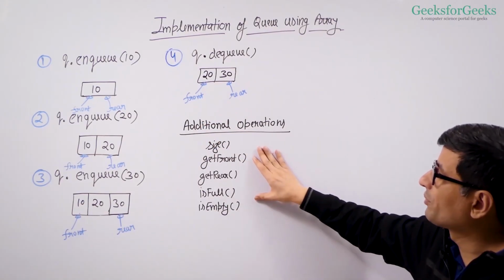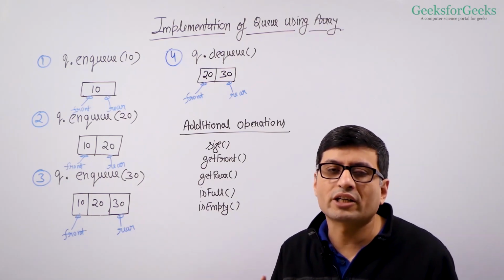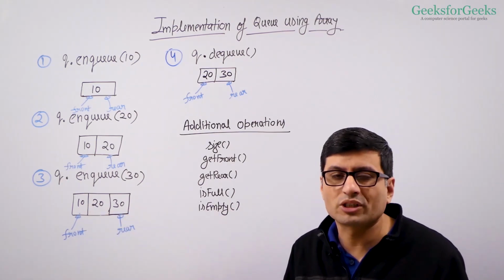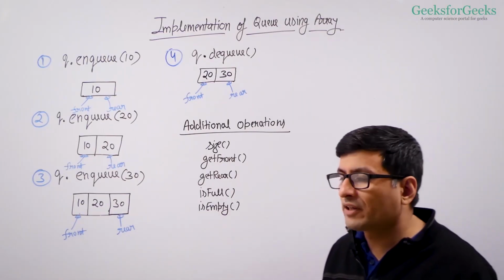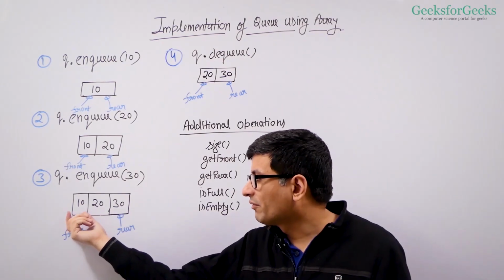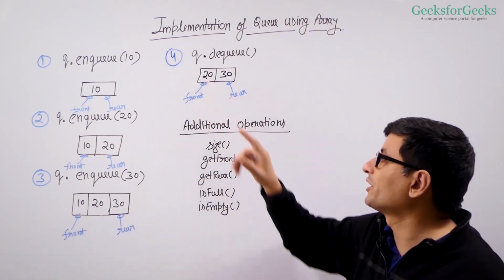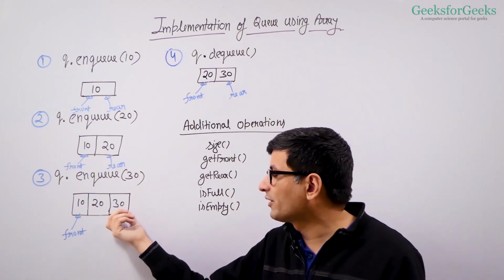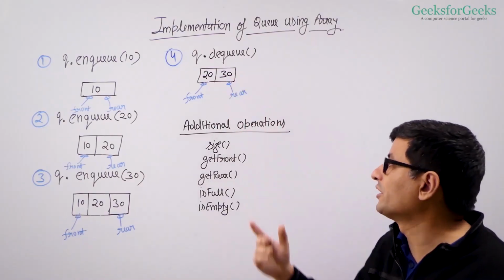Now there are some additional operations that we need to implement. One is size, that tells you how many elements are currently there in the queue. For example, if you call size at this point, you will get the output as 3. One operation front, when you call get front, you should get 10. If you call get front at this moment, you should get 20. Get rear, it should give you the rear at any moment. If you call get rear at this moment, you will get 30. If you call get rear at this moment, you will again get 30.